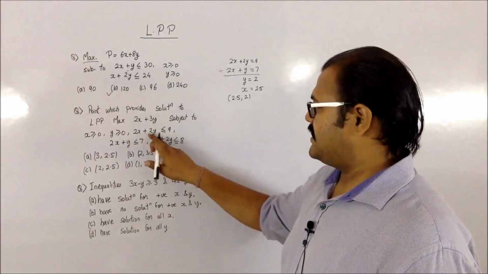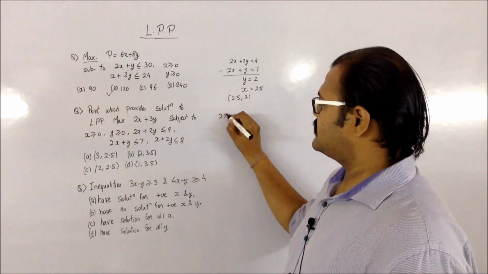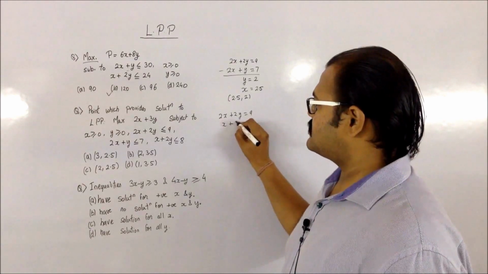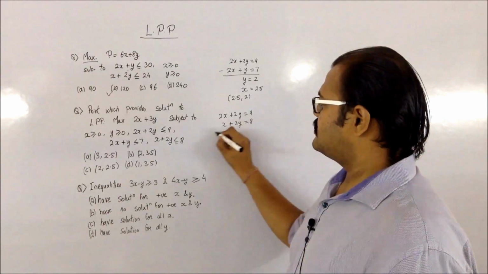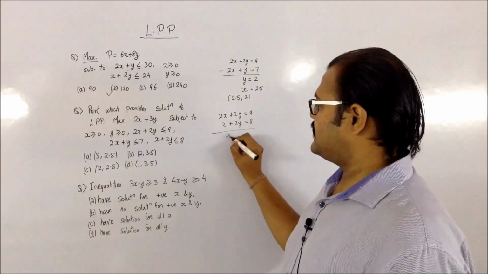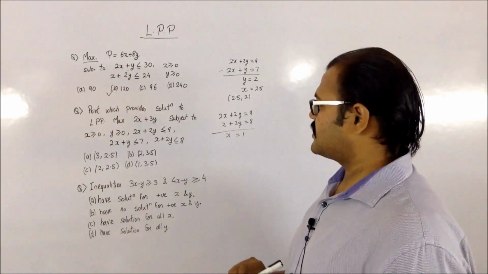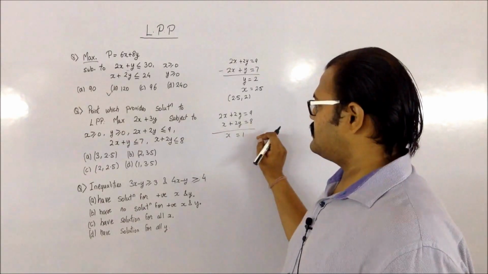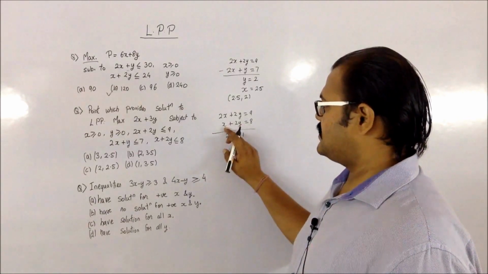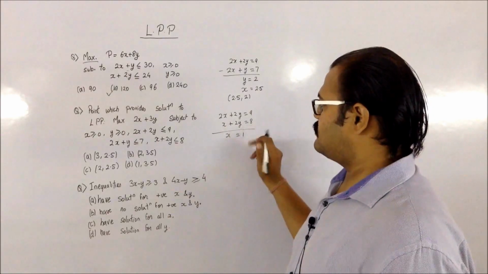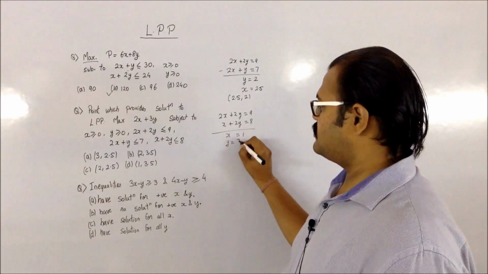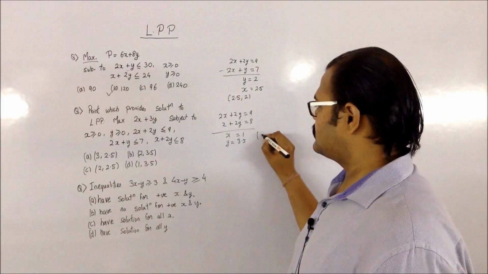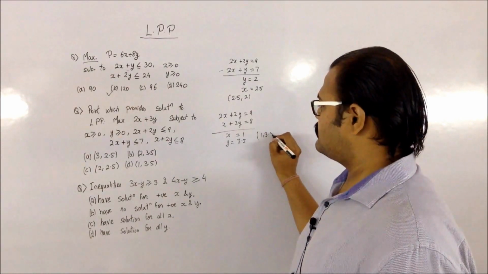Next, let us take these two, that is 2x plus 2y equals 9, x plus 2y equals 8. If I subtract them, I will be getting x equals 1. If my x is equal to 1, let us substitute in any of the equations. If my x is 1 in this, I will be getting 2y equals 7. So y will be equal to 3.5. So from this I am getting the point 1 comma 3.5.